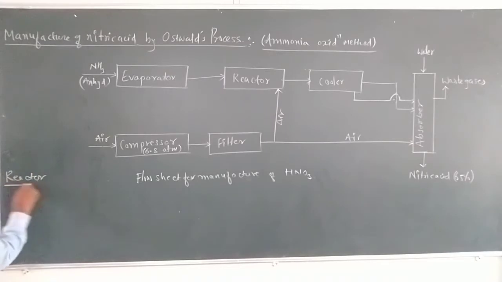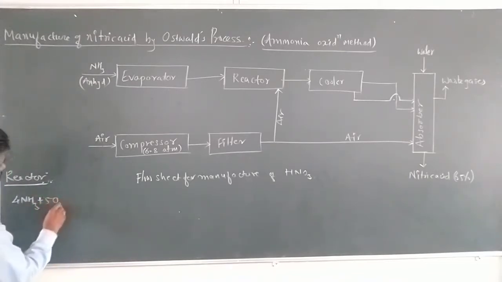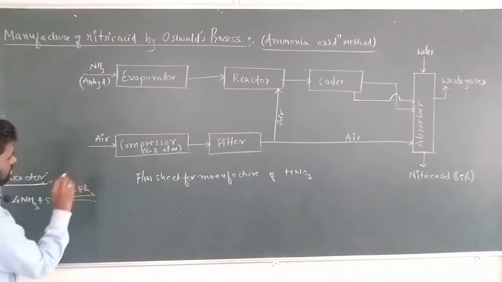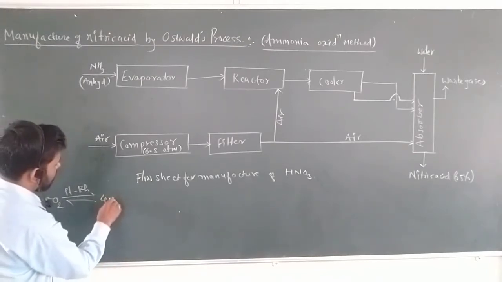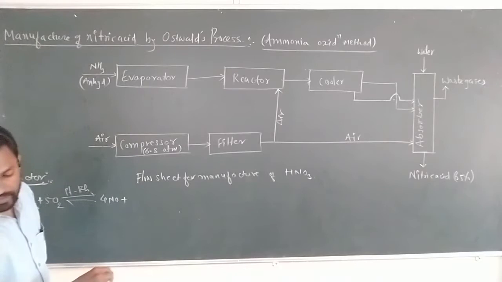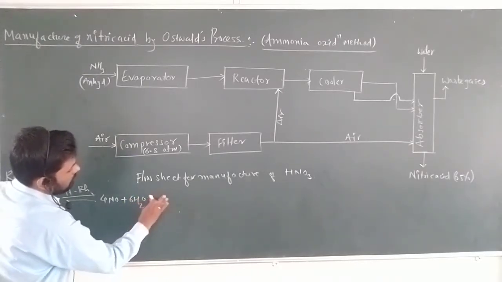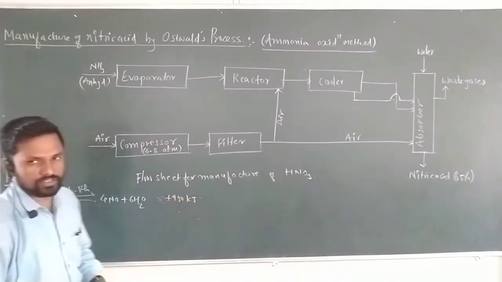Here I will write the first important reaction: 4 molecules of NH3 plus 5 molecules of oxygen, under platinum and rhodium as a catalyst. It is converted into 4 molecules of nitric oxide plus 6 molecules of water, with evolution of 950 kilojoules of heat. You have to keep it, remember.